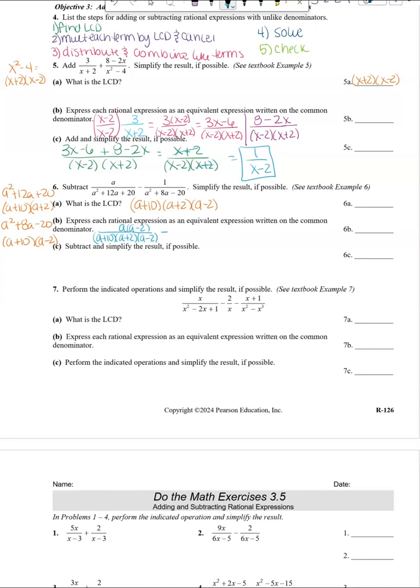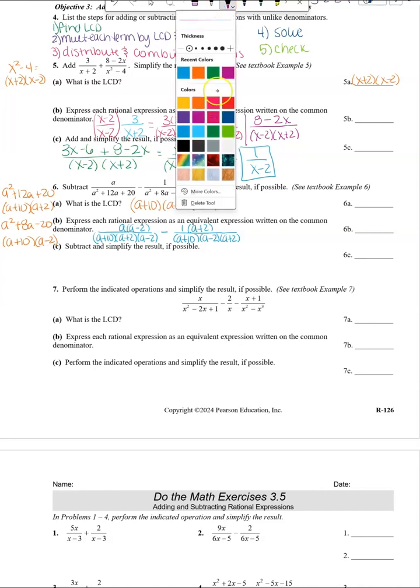And now we're going to subtract this side, which is just a 1. And on this side, we have a plus 10 and a minus 2. But we don't have the a plus 2, so we have to multiply the top by a plus 2 and also the bottom, a plus 2. Now, it's okay that they're not in the same order because it's multiplication, it doesn't matter, right? Now, change colors.